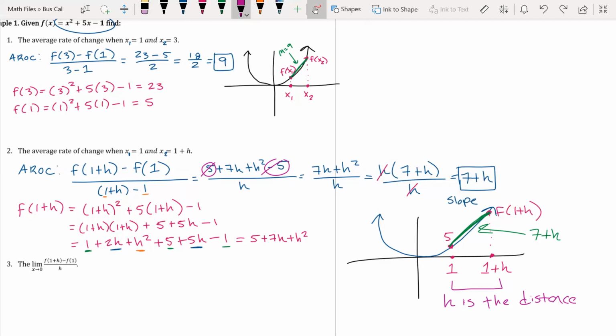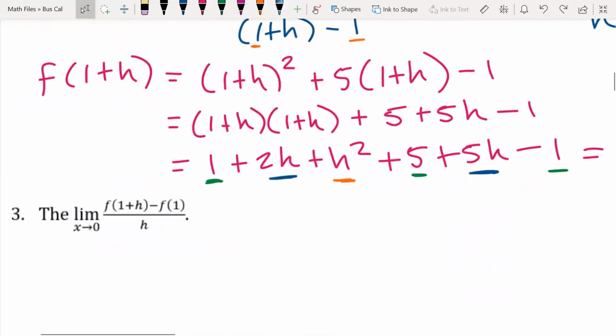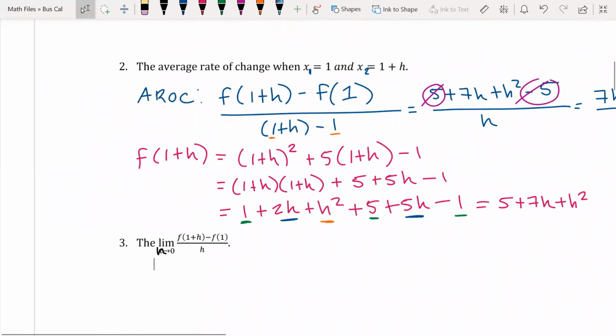Okay, which means that when we move on to number 3, this is going to use the answer from number 2. And let me just fix something real fast. I forgot to fix it on here. This should be, what is the limit as h approaches 0, not x. So go ahead and change that to an h. Okay.